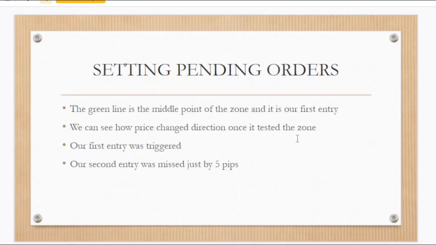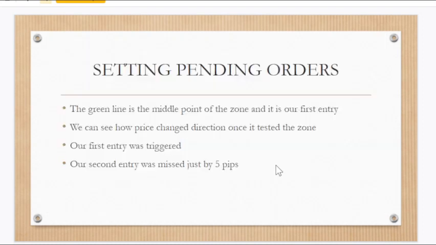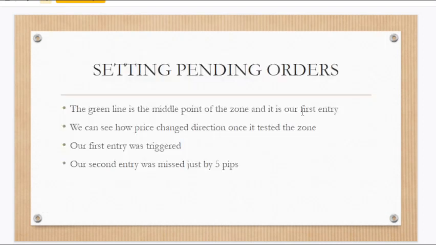So setting pending orders. The green line in the middle point of the zone is our first entry position. I've already explained that. We can see our price change direction once it started. It tested the zone. Yes, we have seen how the market changed direction rapidly after touching the zone. Our first entry was triggered. Our second entry was missed by 5 pips. I've already explained this. I also included this in the PowerPoint.